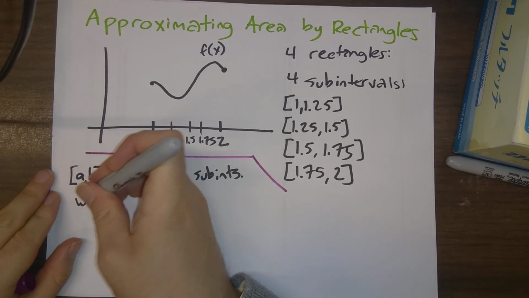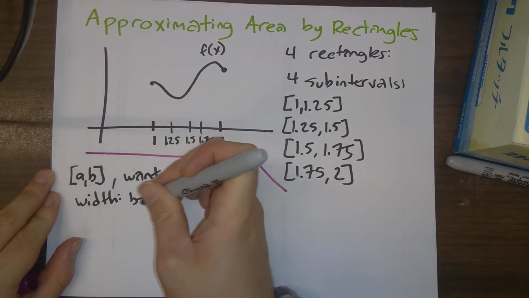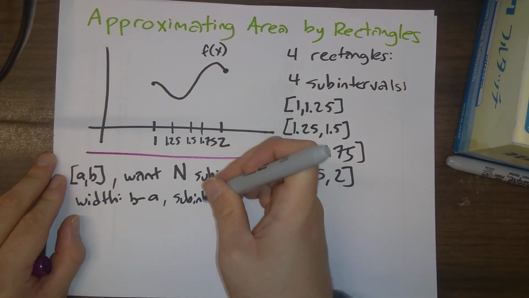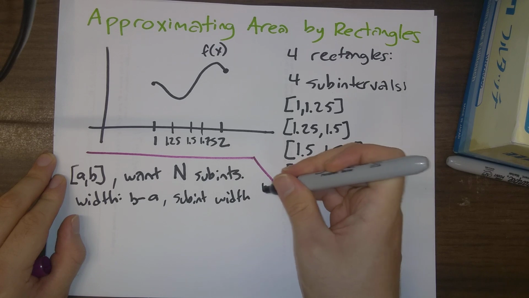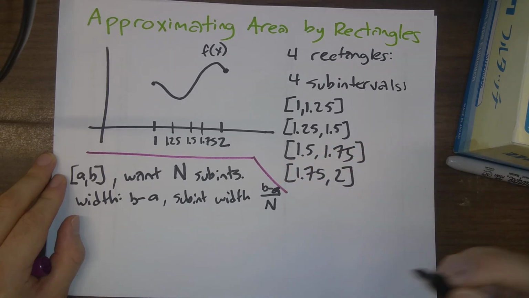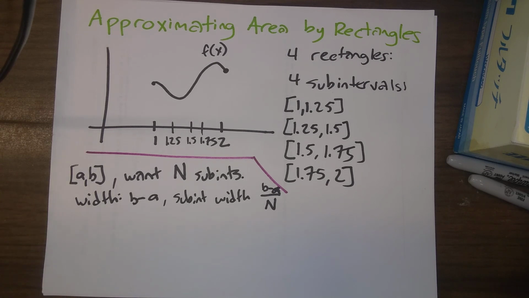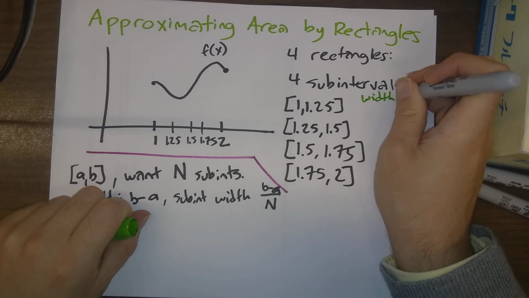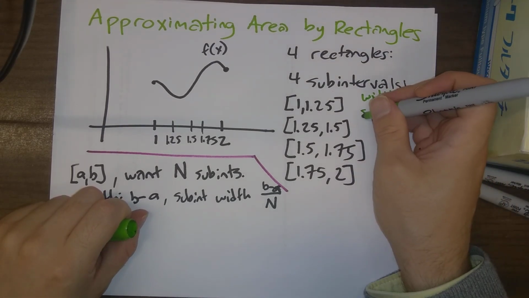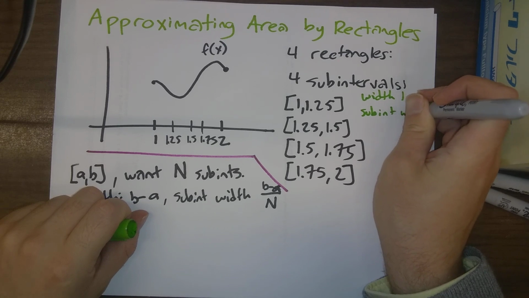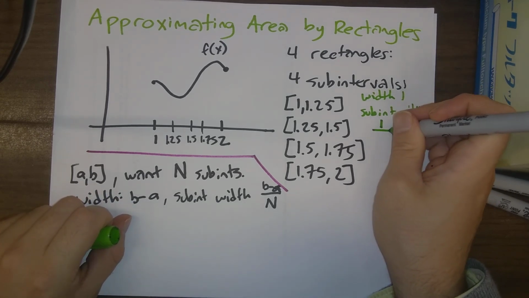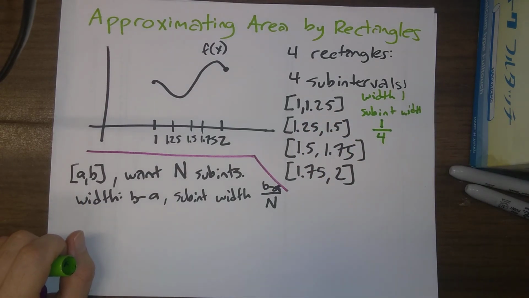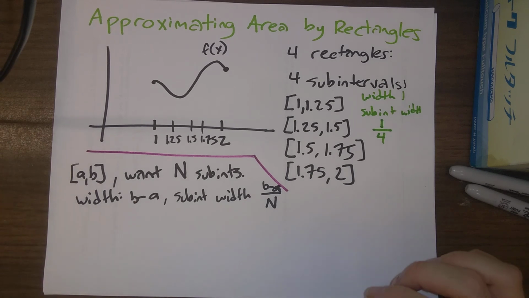Note that the width of the whole interval is going to be b minus a. So each of our subintervals is going to have width b minus a over n. In the case that we just dealt with, 2 minus 1 is 1, so the subinterval width, b minus a over n, is 1 over 4. And we can see here each of these intervals does in fact have length 1/4.